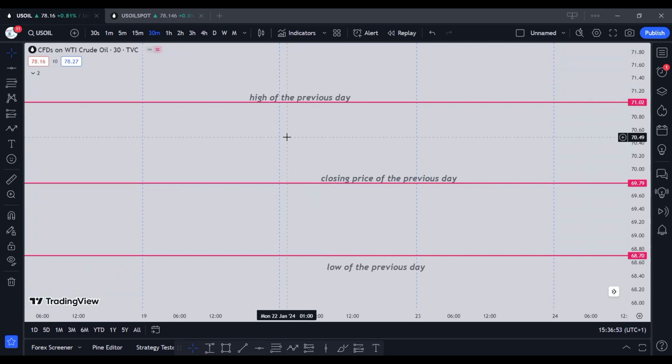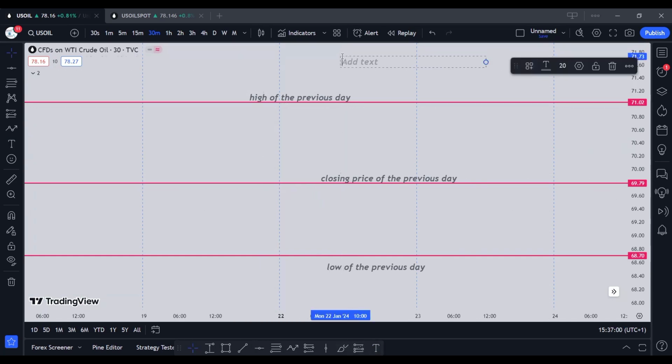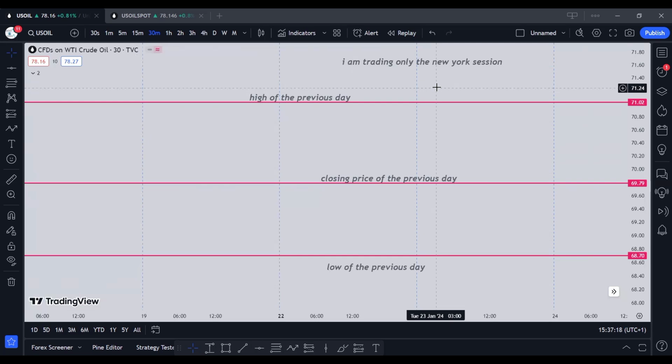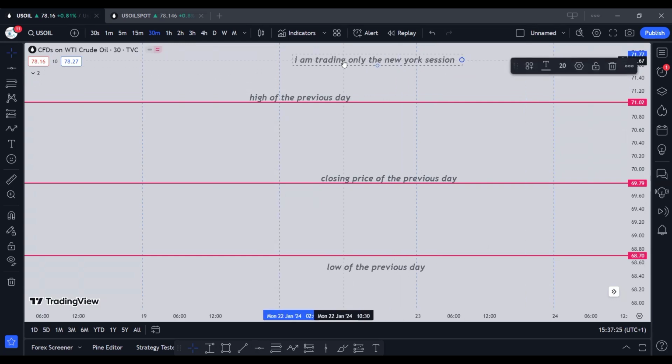Right? So now I want to trade only the New York session. I hope you guys are getting this. This is what I'm doing. I'm not telling you to do it. This is not financial advice. I'm showing you what I do and what you can do too. But it's not financial advice.